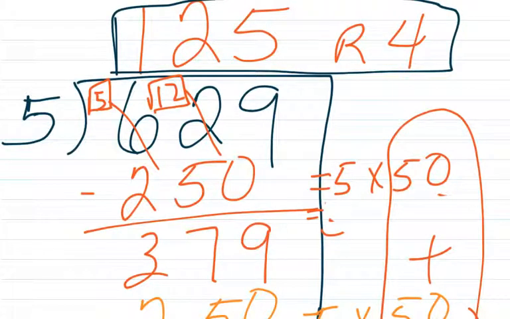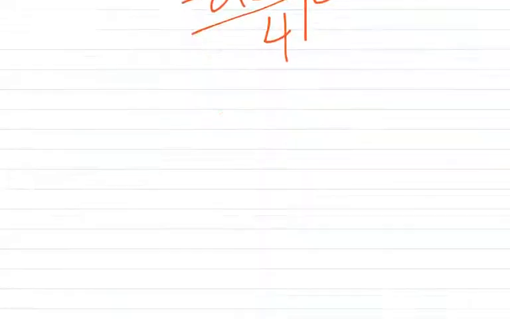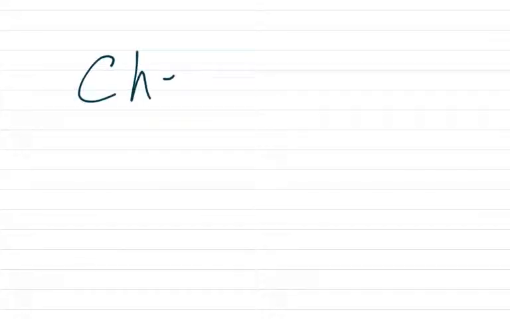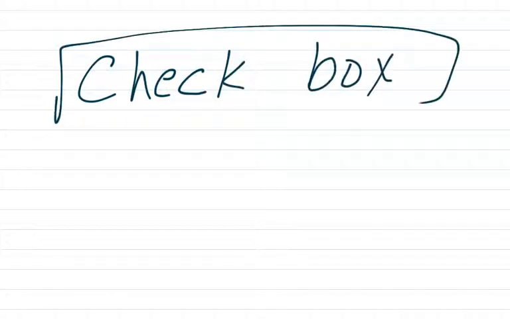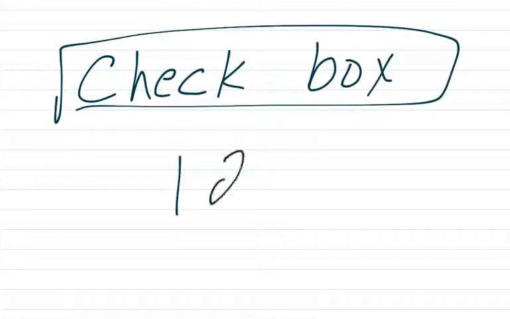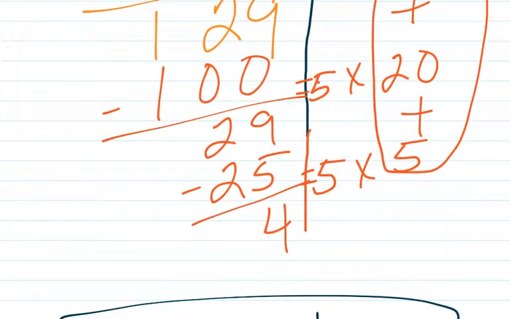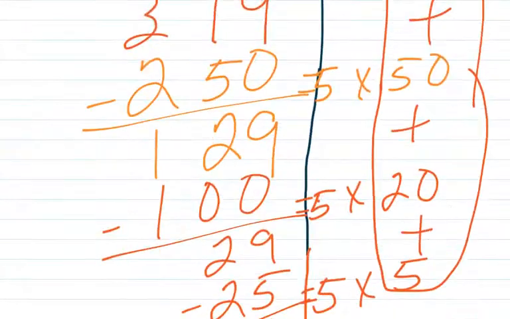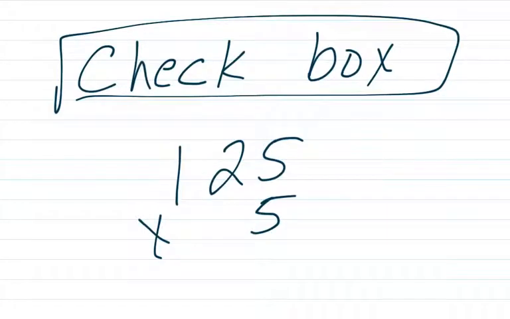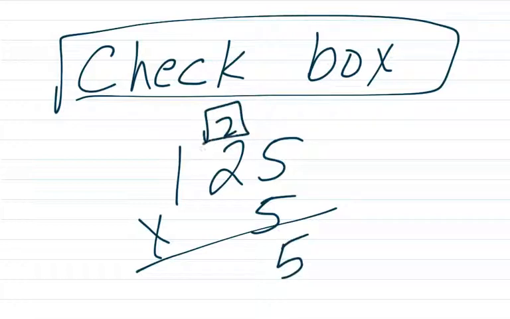And now I need to check my work. So my check box is 125 times 5. Alright, am I right? So I'll multiply that 5 times 5, 25. Bring down my 5, regroup my two tens. 5 times 20 is 100, plus 20 is 120.